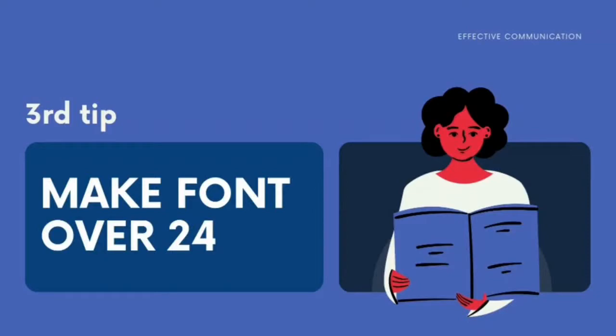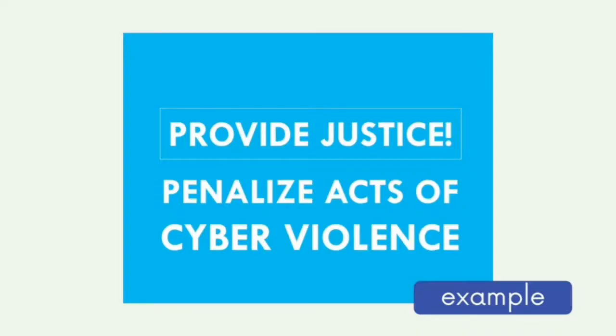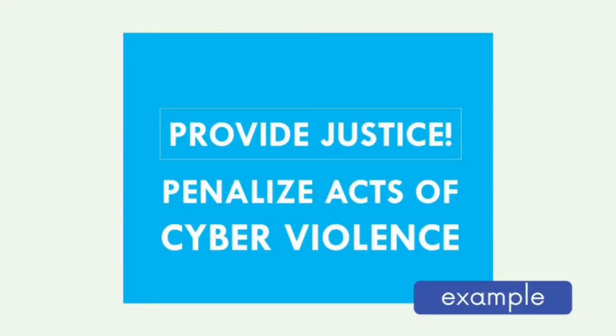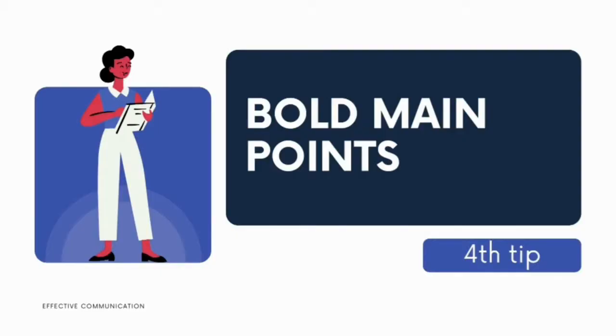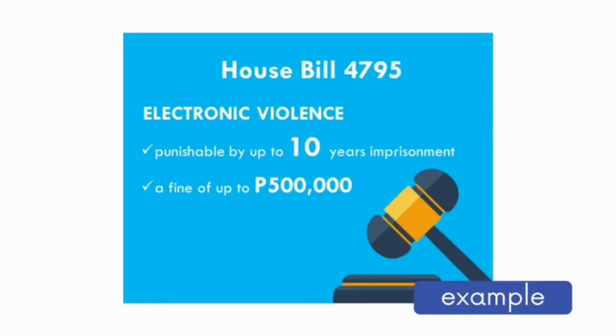Third, make the font over 24. For example, like this. This is really one of my projects for English back in my previous college. Why, guys? So this creates a much more huge impact for the audience, especially when you are giving a point that you want them to remember. For example, the phrase provide justice, penalize acts of cyber violence. And to make it more effective, bold the main points. For example, in this slide, you have seen that the number 10 is bold. At the same time, the 500,000 is also bold.